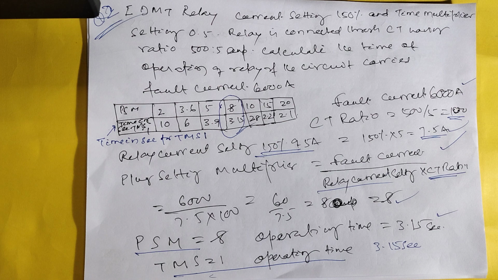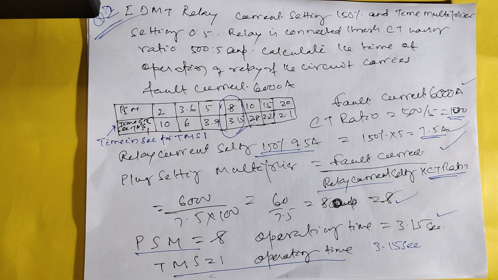Next problem: an IDMT relay has a current setting of 150% and a time multiplier setting of 0.5. The relay is connected to a CT having a ratio of 500 by 5 ampere. Calculate the time of operation. Here the fault current is 6000 ampere, CT ratio 500 by 5. So the relay current setting is 150% of 5, that means 7.5.